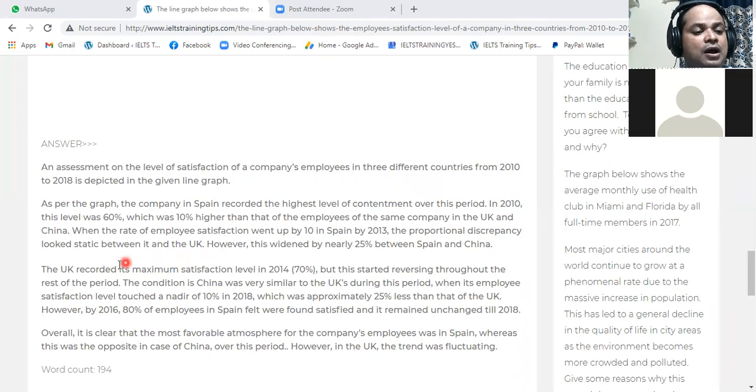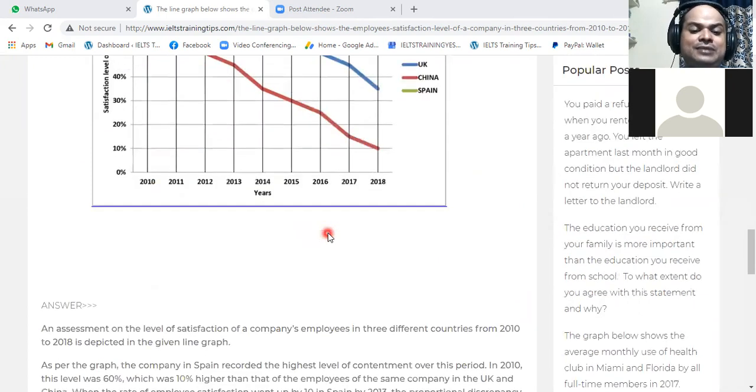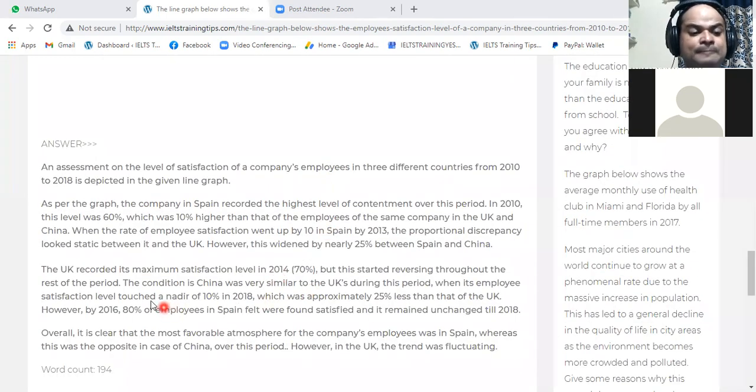Now I can say the UK recorded its maximum satisfaction level in 2014, that is 70 percentage. But this started reversing throughout the rest of the period. So you can say it is the maximum in 2014, that was 70 percentage. But the rest of the period, it was reversing. Yes, we can see that it was reversing.